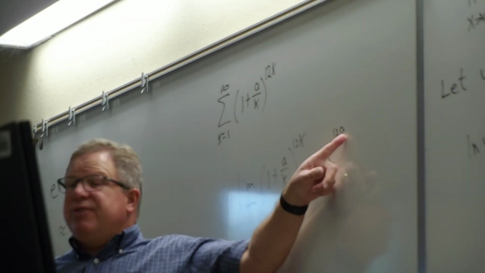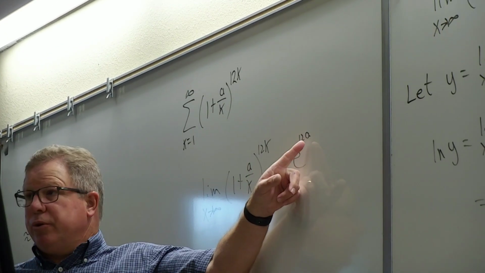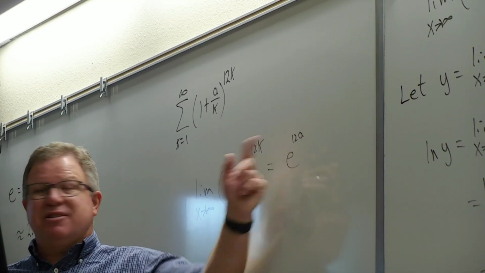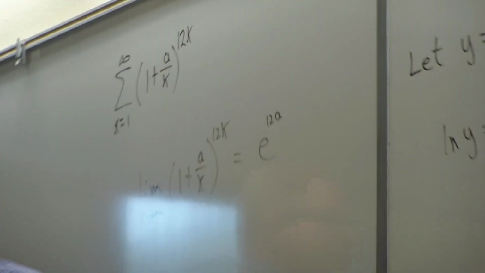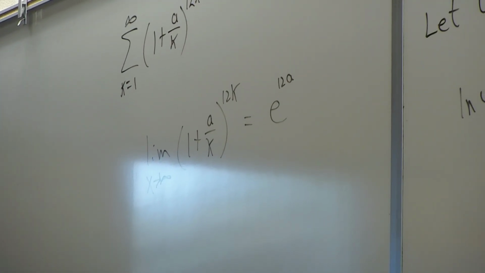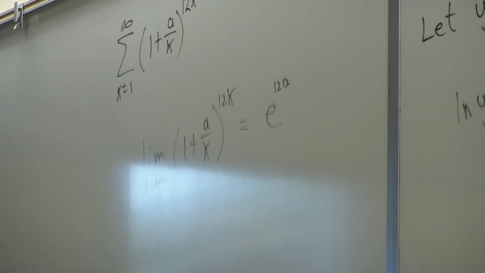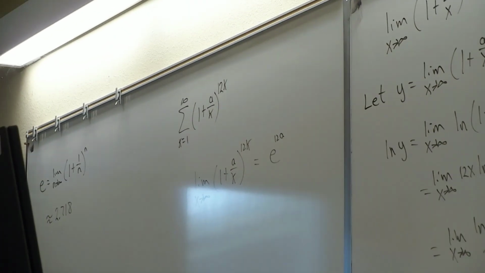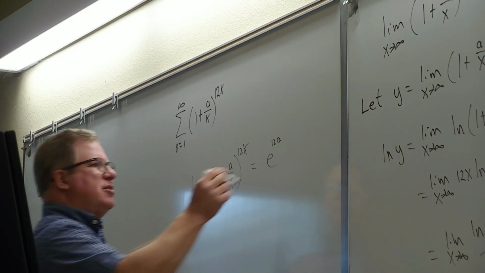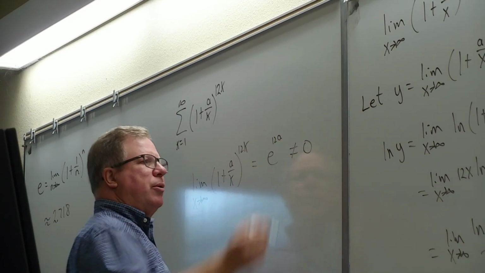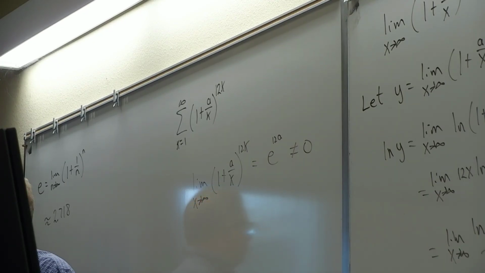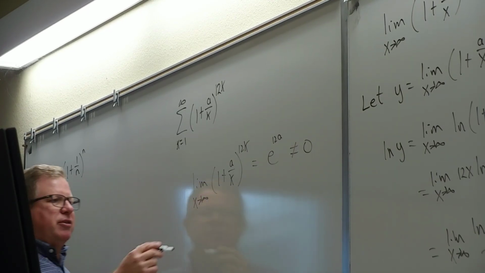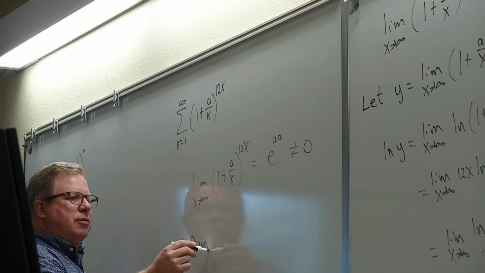Is there any real number value of a that could make this equal 0? E raised to a power, even if it's e to the 0, it's not equal to 0, right? E to the 0 is 1. So there's nothing that would make that 0, is there? And this is not equal to 0. What does the divergence test tell us if that limit is not 0? Diverges by the divergence test.